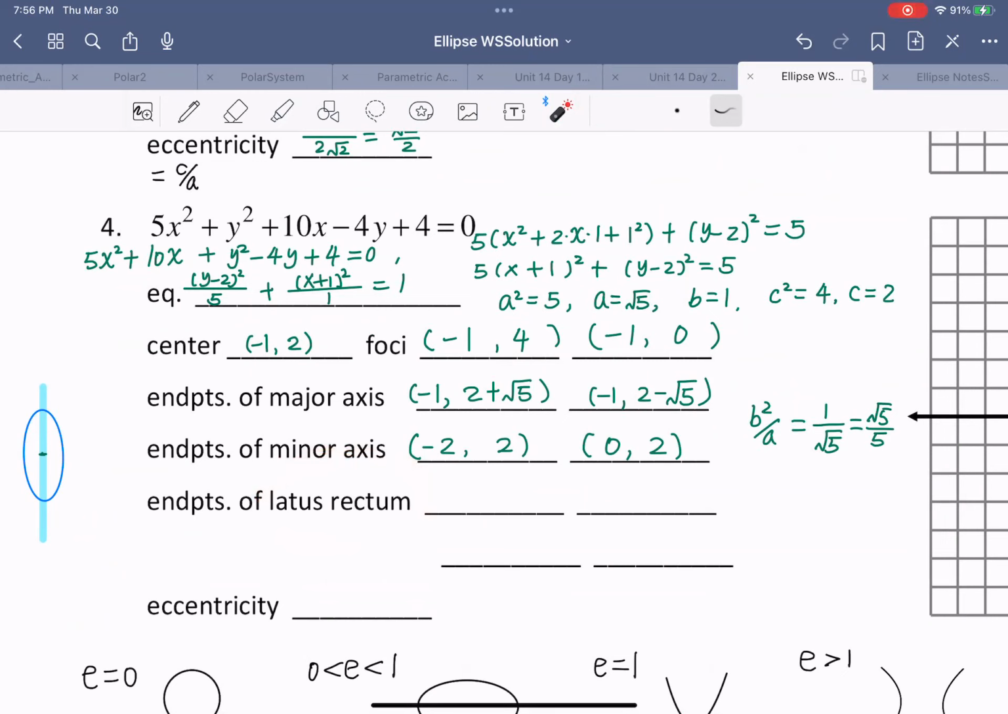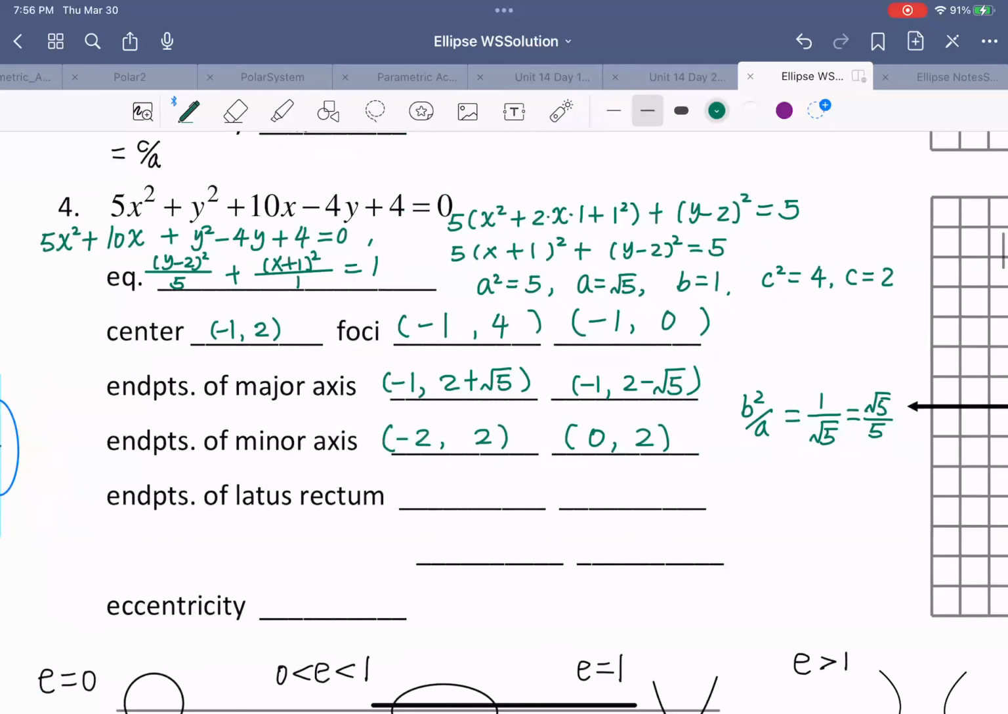You do -1 plus square root of 5 over 5, comma 4. Yes. And then -1 minus square root of 5 over 5, comma 4. Good. The other one. And then -1 plus square root of 5 over 5, comma 0. Good. And then -1 minus square root of 5 over 5, comma 0.